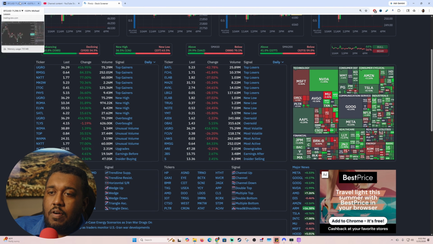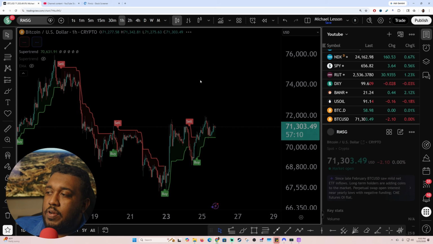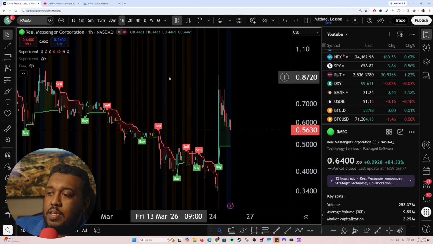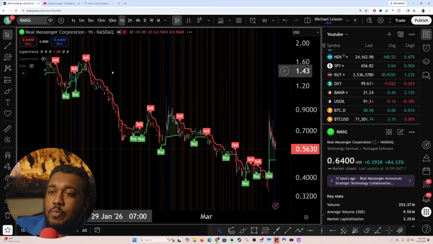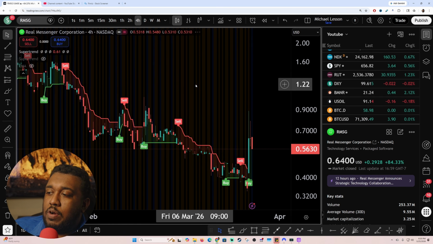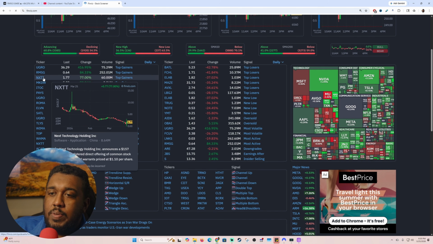RMSG, Real Messenger Corporation. Okay, there we go. And you can see how it doesn't even have much volatility here, so that won't even work with it. Okay, well, I thought this was going to be a little bit of a better one, but maybe the 4 hour chart will have more liquidity. Yeah, this doesn't even have liquidity. That's rough. What about this one?